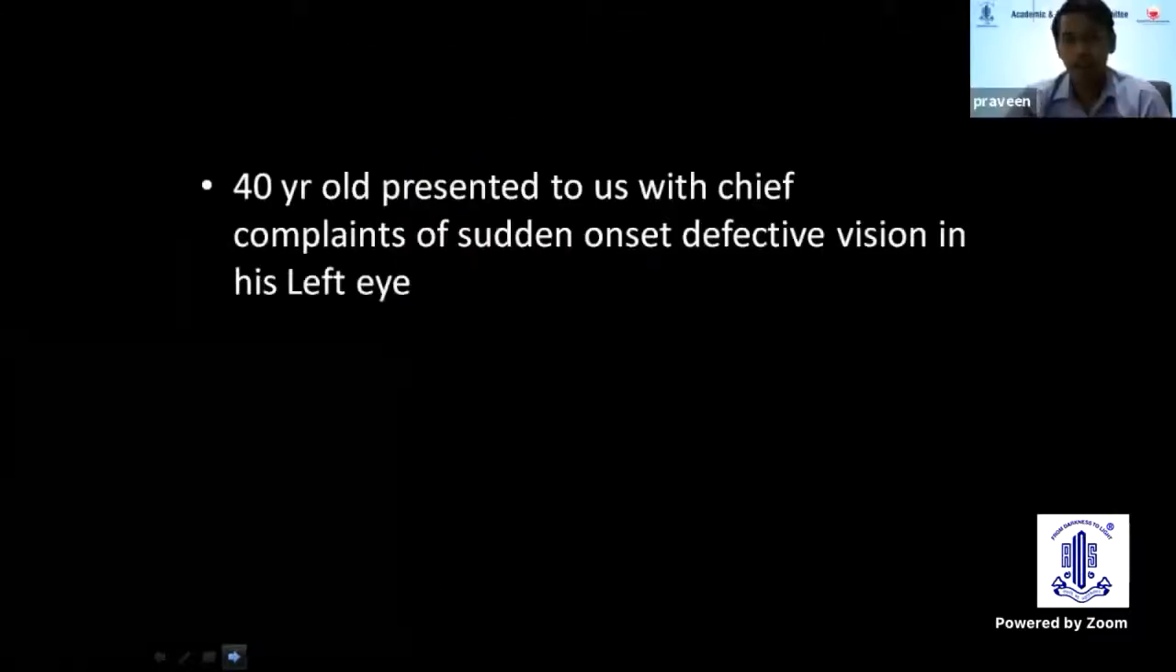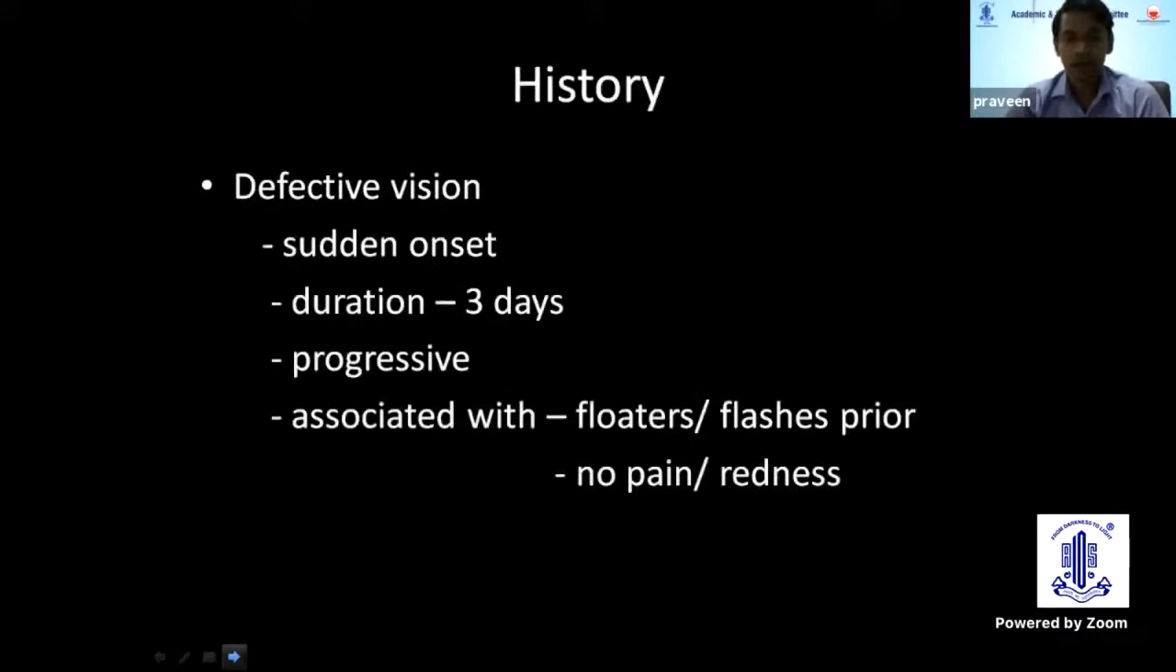So this is a 40-year-old male who presented to us with a chief complaint of sudden onset defective vision in his left eye. The main presenting history is defective vision, which is sudden onset, of a duration of 3 days, which is progressive and is associated with floaters and flashes, which is a prior history, and it is not associated with pain and redness. So this is the main focus for us. And we can re-insist by saying that the patient has a sudden onset of defective vision and it is painless.